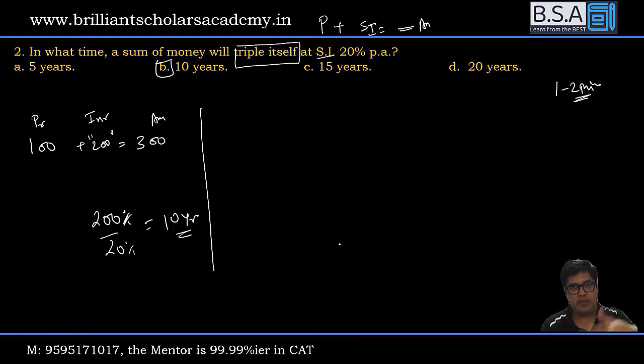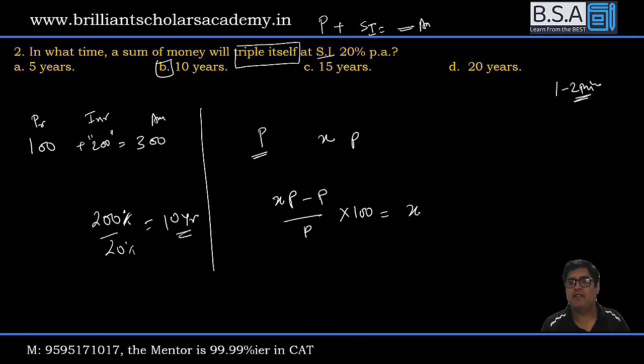One more way to remember this, think of this. If the principal is P and the principal has become n times of P, 2 times, 3 times, 5 times, or let me use x times, so what is the growth? We say final value minus initial value upon initial value into 100. This is the growth, this is the earning.